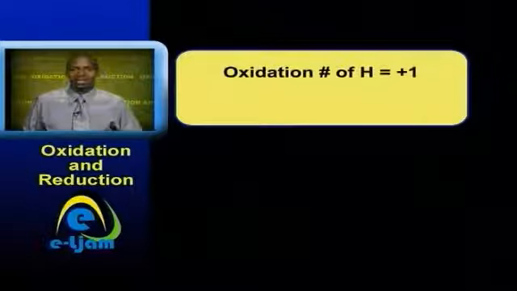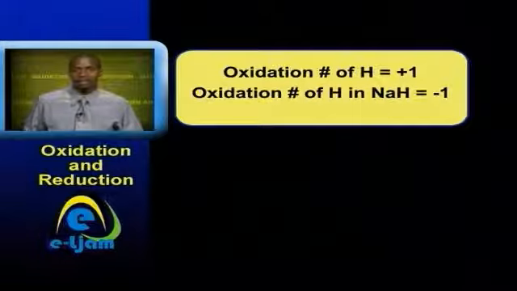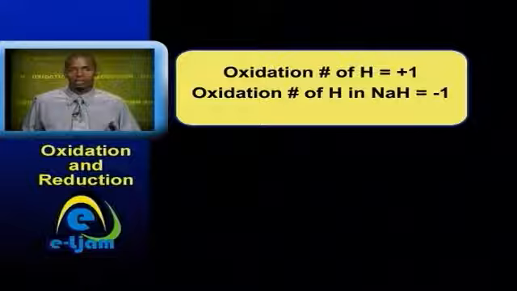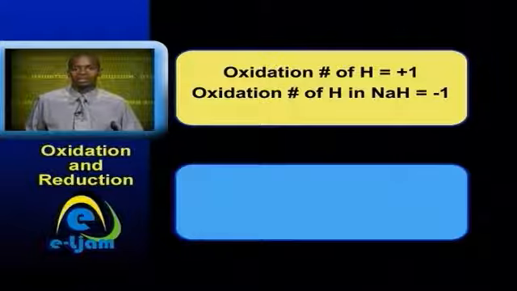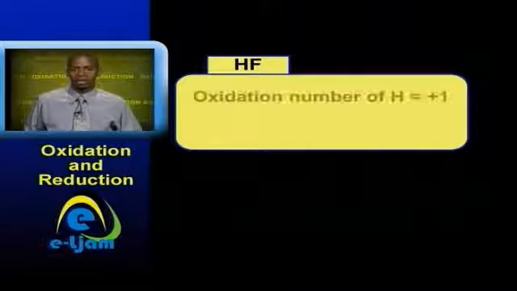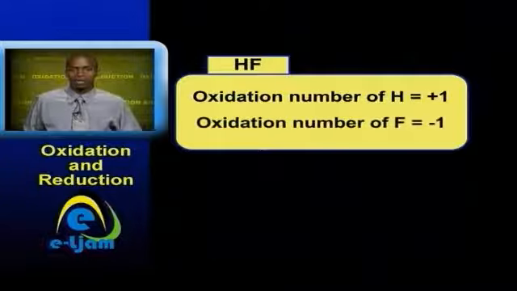5. The oxidation state or number of hydrogen is +1 unless in the hydrides of metals where it is -1. 6. The oxidation state of oxygen is -2 except in peroxides or superoxides. 7. When two nonmetals form a compound, the more electronegative element has the negative oxidation state. Example, in hydrogen fluoride, the oxidation state for hydrogen is +1, whilst fluorine is -1.